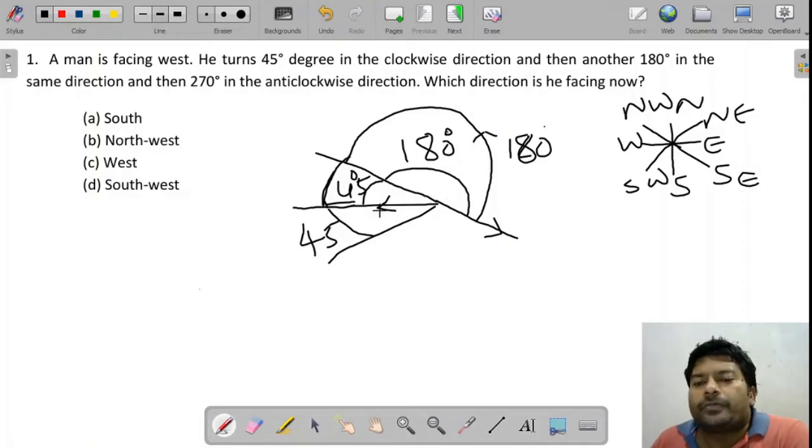So first he was facing east. This is north, south.